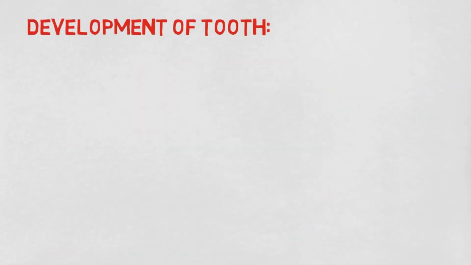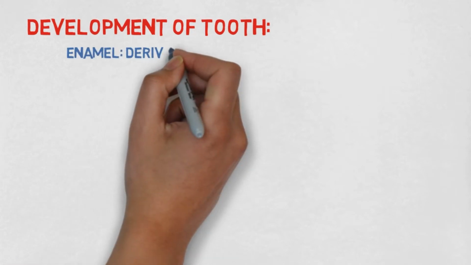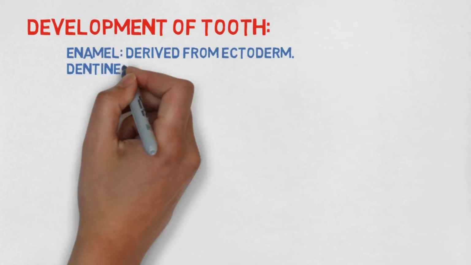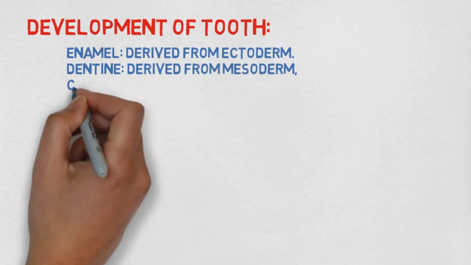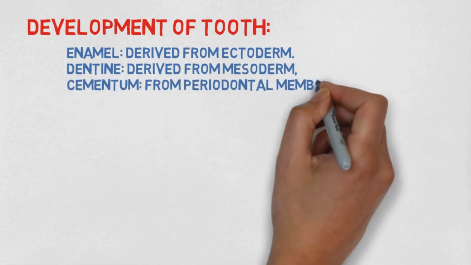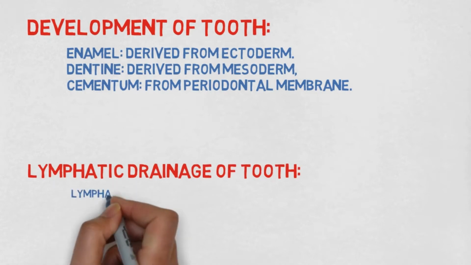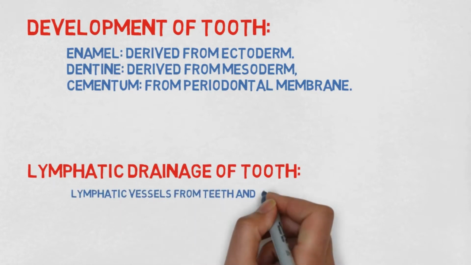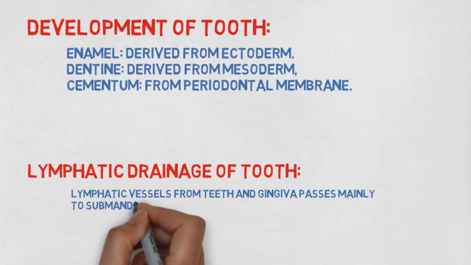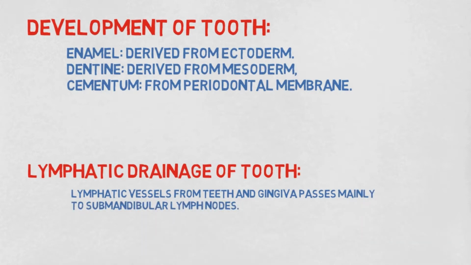Now let's talk about the development of the tooth. The development of the tooth consists of the enamel, dentine and the cementum. The enamel is derived from ectoderm, whereas dentine is from mesoderm and cementum from the periodontal membrane. Now, lymphatic drainage of the tooth. The lymphatic vessels from teeth and gingiva pass mainly into the submandibular nodes.